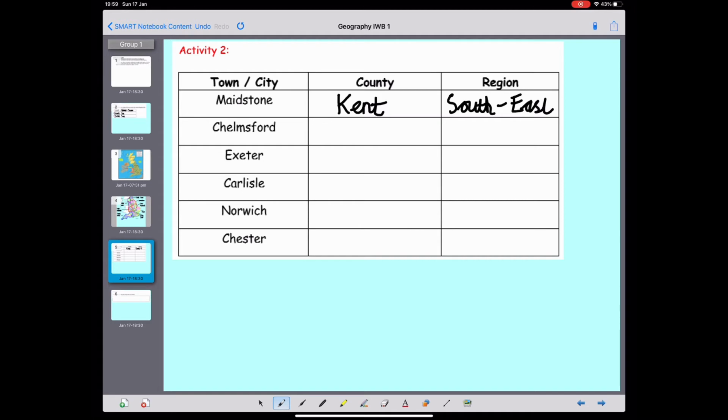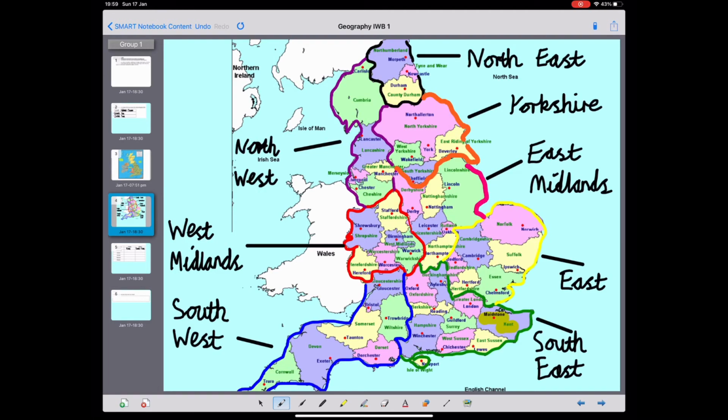So I'd like you to have a look at the map again, pause the video and then see if you can find out the counties, the green words, what these places are from, and what region they're in. Once you're ready, hit play. Okay, so hopefully by now you'll have filled in your sheet with the counties, which were in green, and also the regions. So let's have a look.